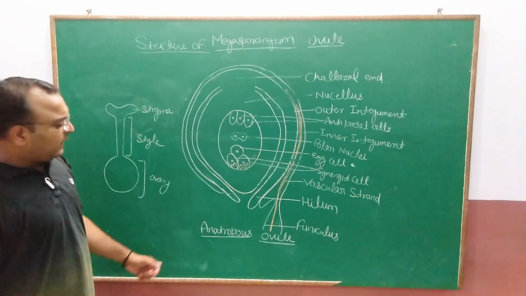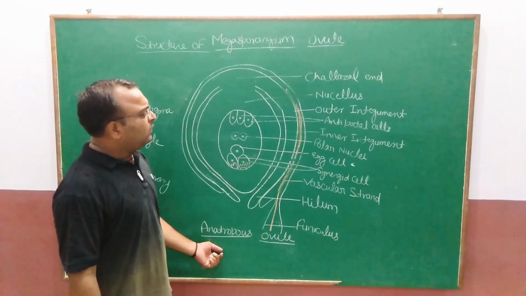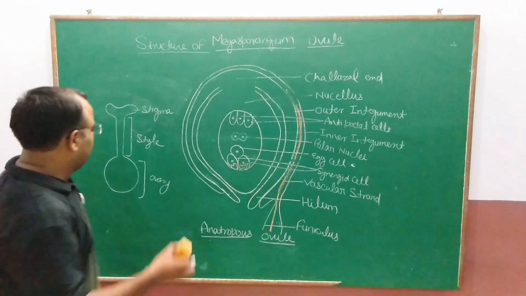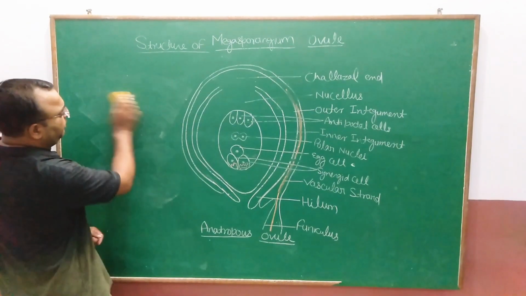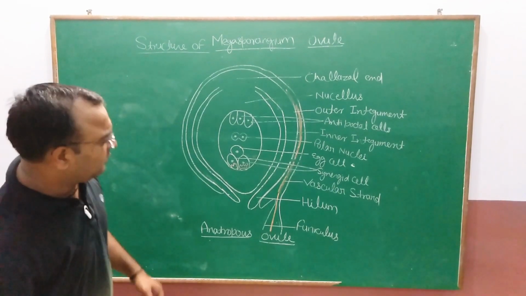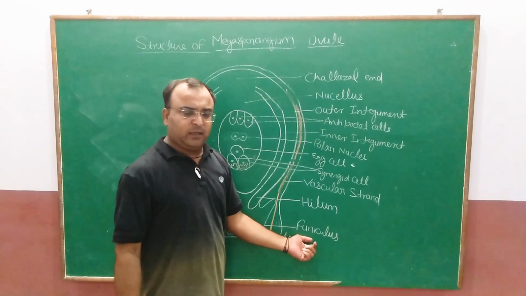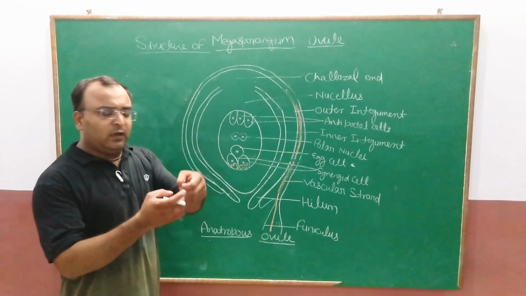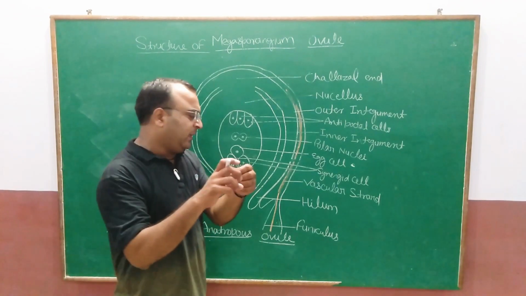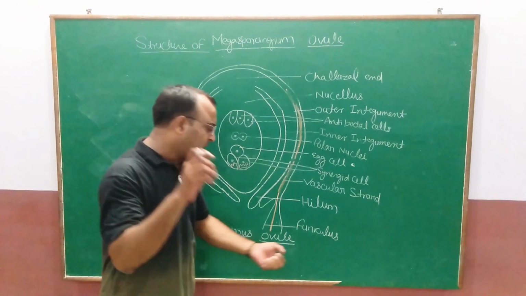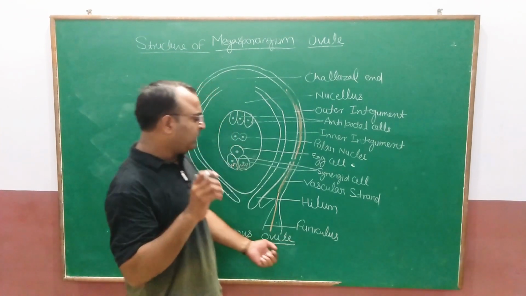Now this is the structure of the anatropous ovule. This ovule is going to attach to the placenta. The region is known as funiculus. Funiculus is the attachment, the stalk, by which the ovule is connected with the placenta of the plant.